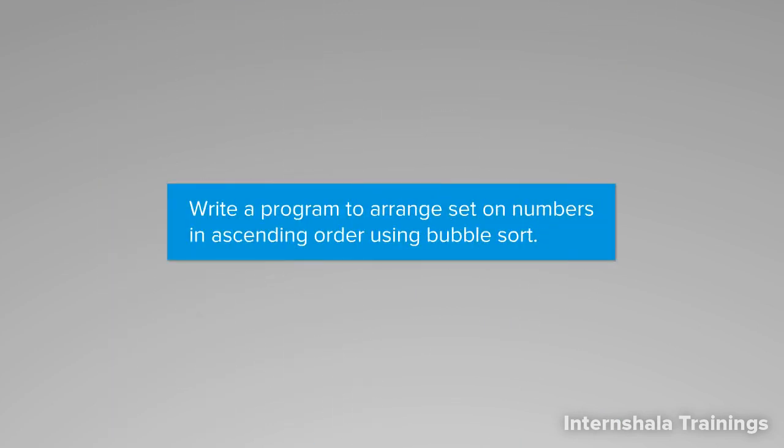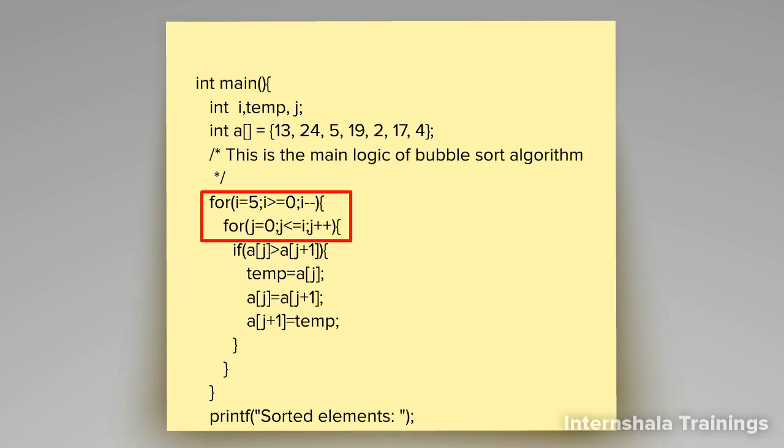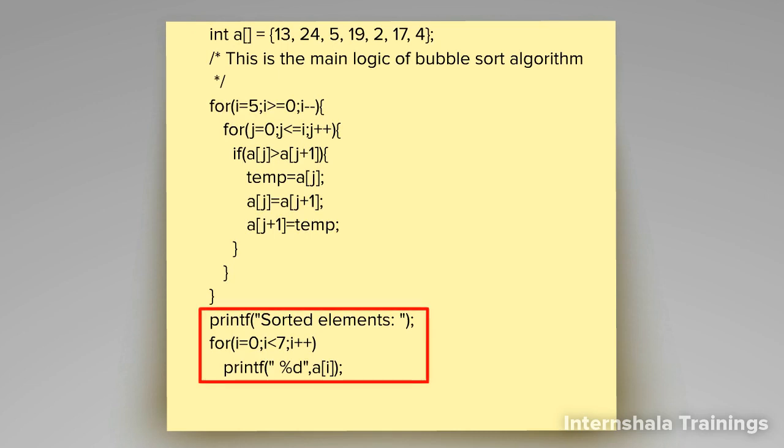Here is a code which demonstrates the bubble sort technique. This program first declares the array whose elements are to be sorted. Then it uses a for loop to repeatedly compare the adjacent array elements. If the program finds that the elements are out of order, it swaps them. Once all the elements are sorted, it prints them on the screen.